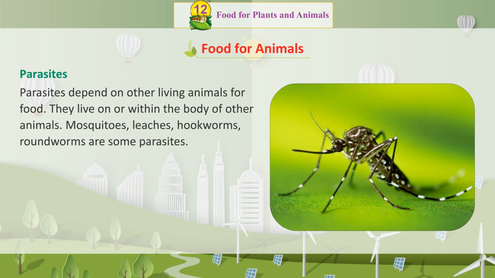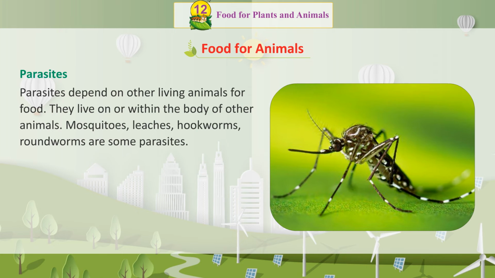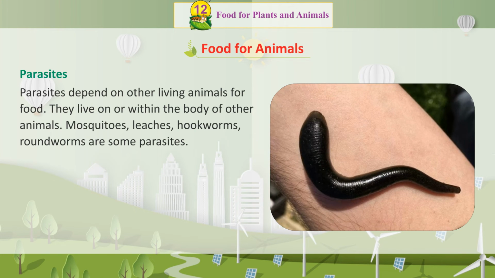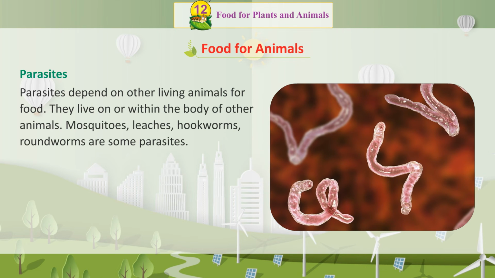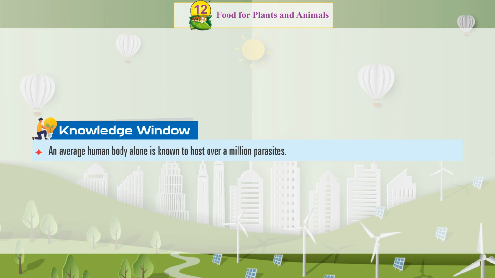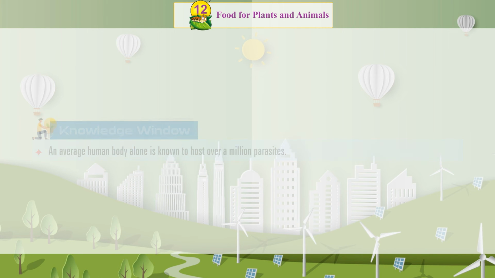Parasites. Parasites depend on other living animals for food. They live on or within the body of other animals. Mosquitoes, leeches, hookworms, roundworms are some parasites. Knowledge window. An average human body alone is known to host over 1 million parasites.